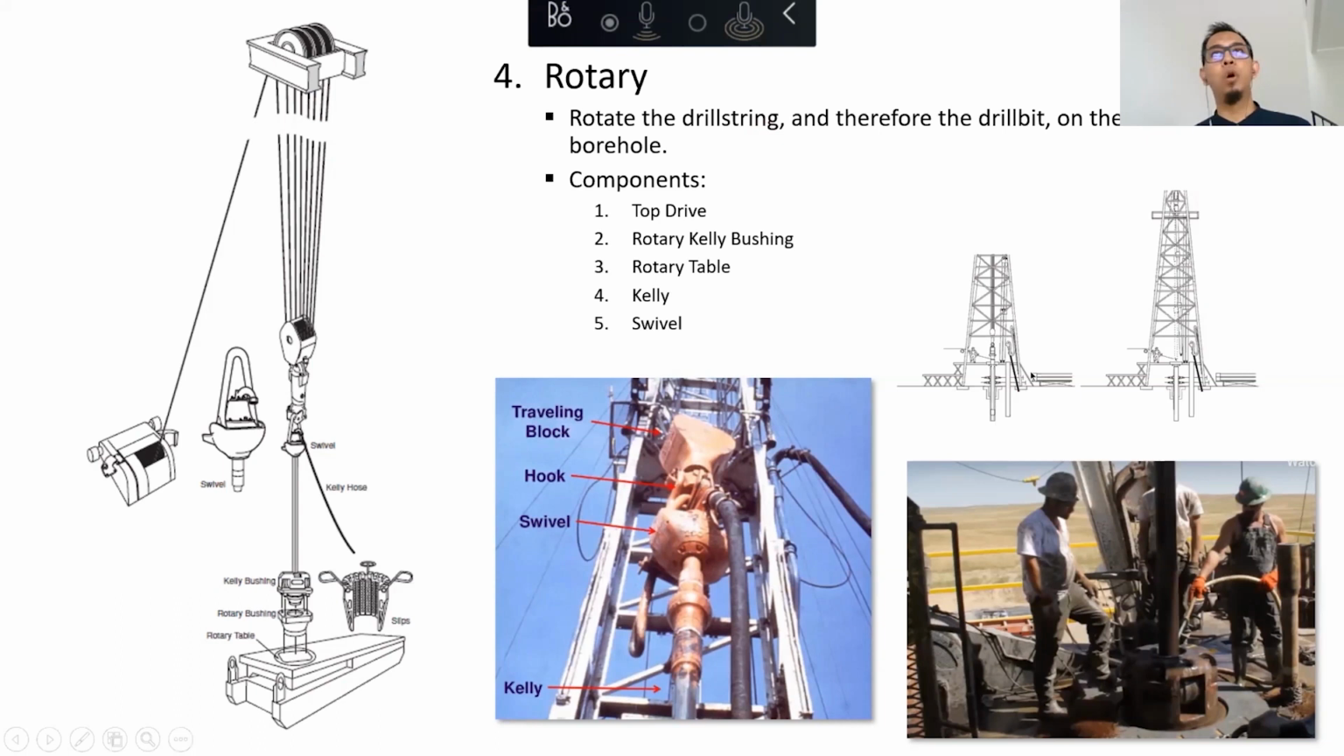So the hoisting system provides the vertical force up and down, but the rotating system will create the rotation to the drill string that we lift by the hoisting system. The components of the rotating system are top drive, rotary Kelly bushing, rotary table, Kelly and swivel.